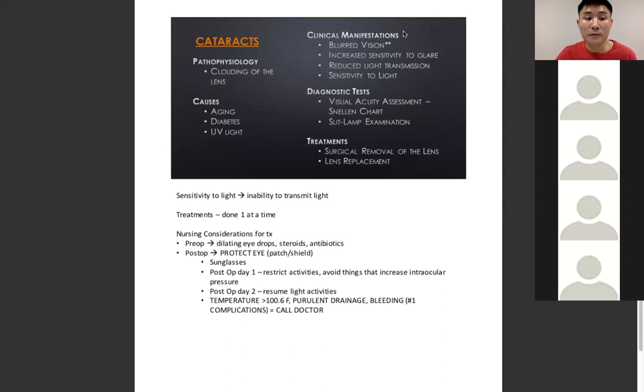And then we also... Yeah, absolutely. So the question is, can you repeat why do we need to administer steroid and antibiotics?